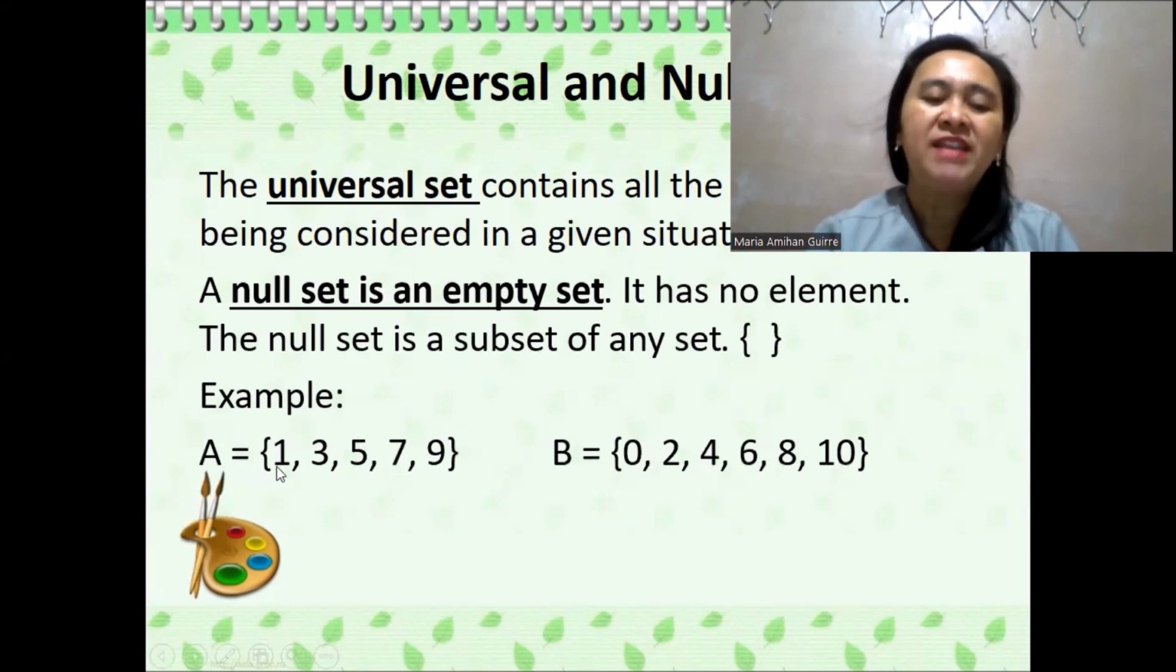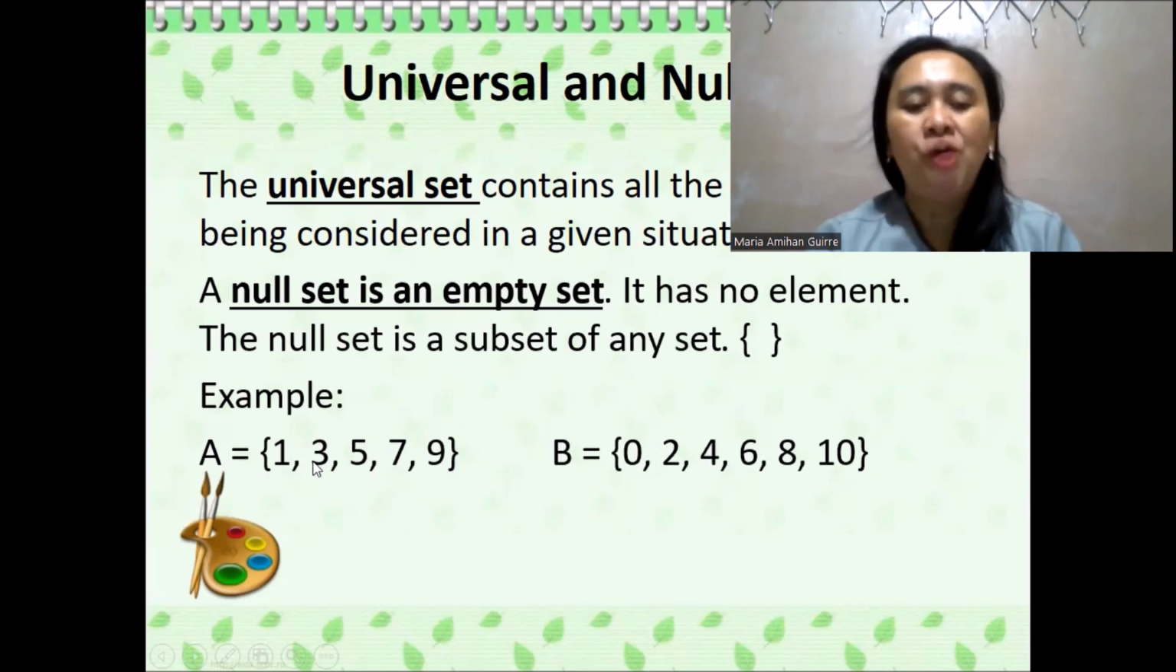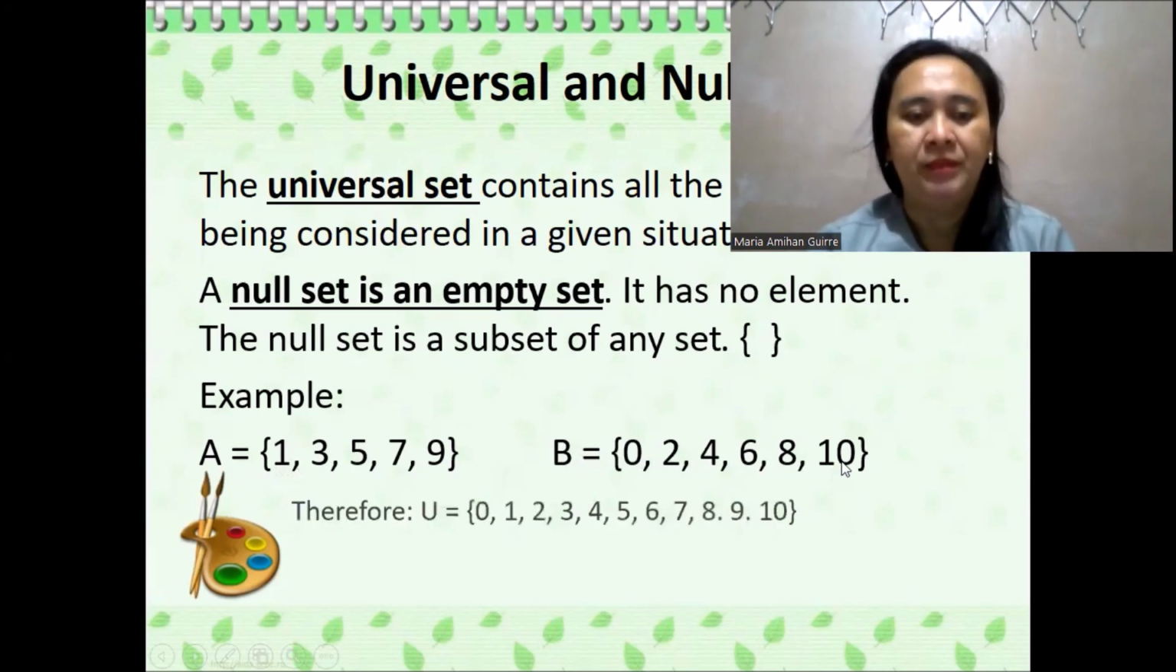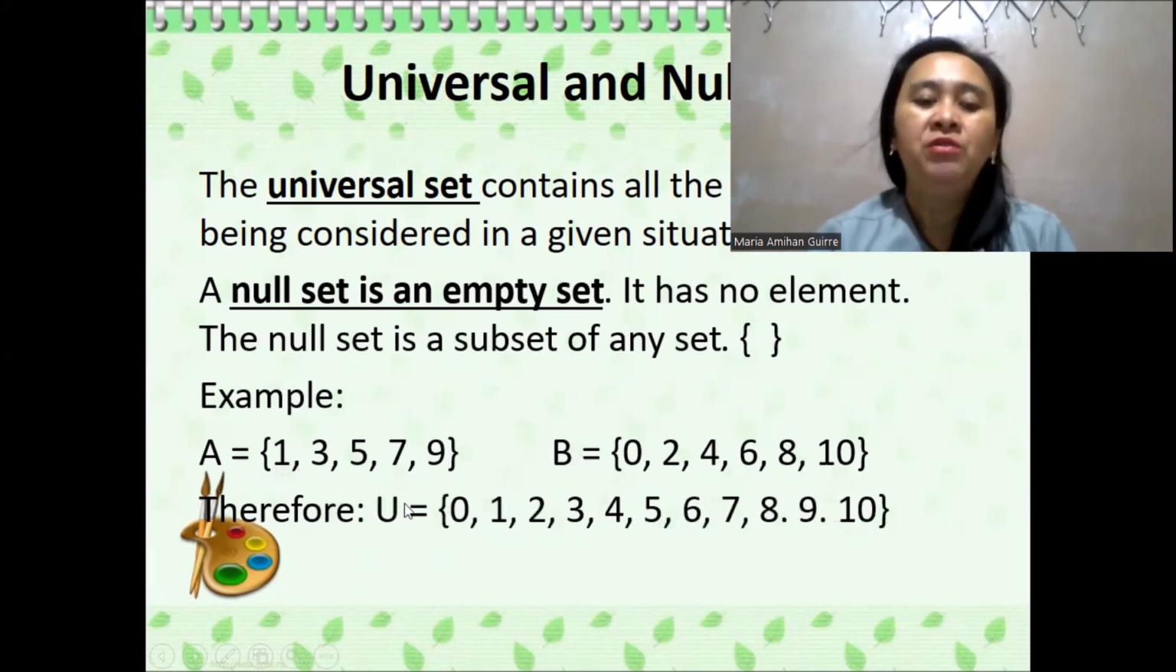Example, if set A has elements that are the set of odd numbers from 1 to 10 and set B are even numbers from 0 to 10. Therefore, we conclude that the universal elements are 0, 1, 2, 3, 4, 5, 6, 7, 8, 9, and 10.